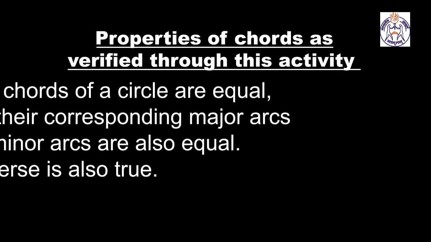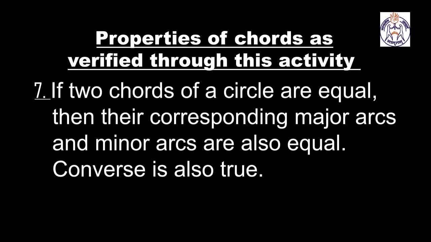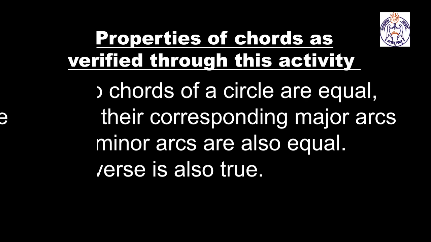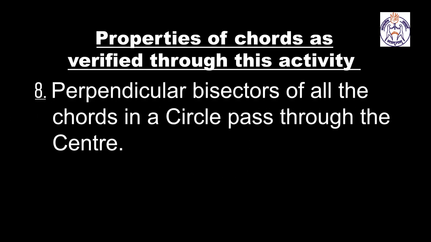Number 7. If two chords of a circle are equal, then their corresponding major arcs and minor arcs are also equal. The converse is also true. Finally, perpendicular bisectors of all chords in a circle pass through the center. And we have demonstrated all these properties with the children in today's session.